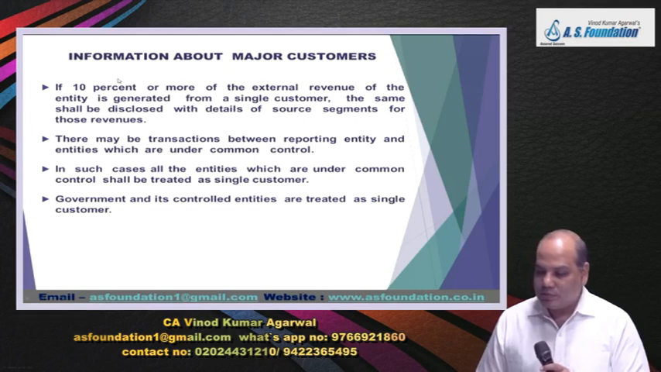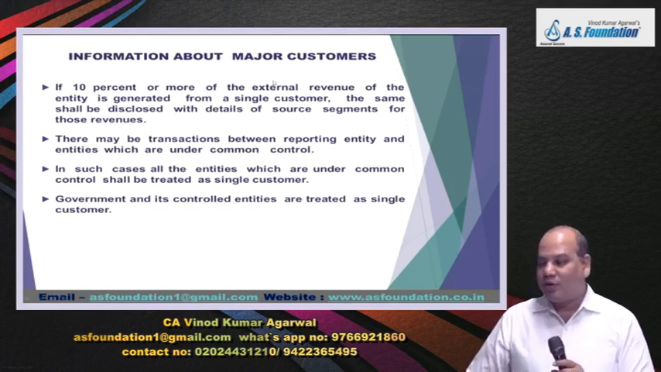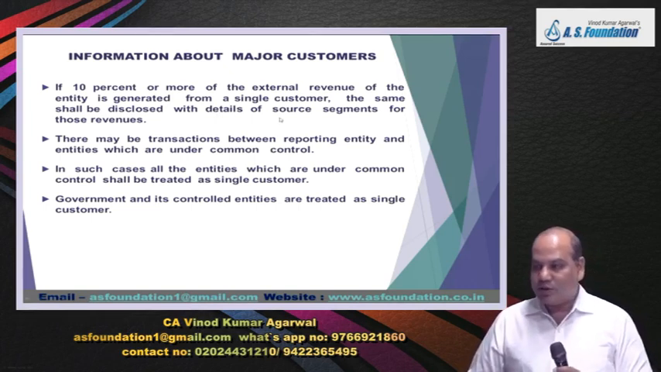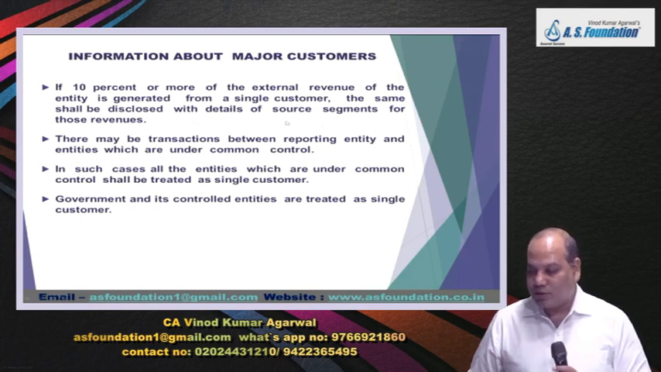Then let them decide. If 10% or more of external revenue of the entity is generated from a single customer, the same shall be disclosed with details of source segment for those revenue. Now, this is again a lot of dilution of your business secret, but the standard wants it like this.